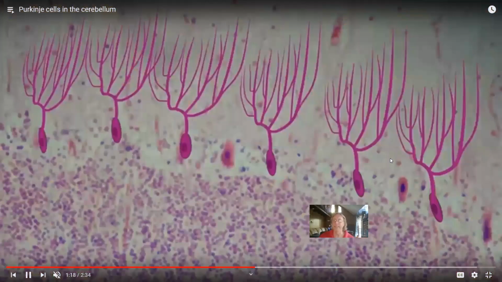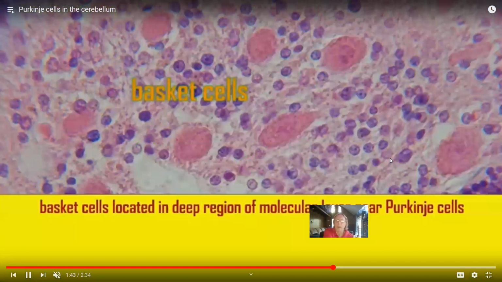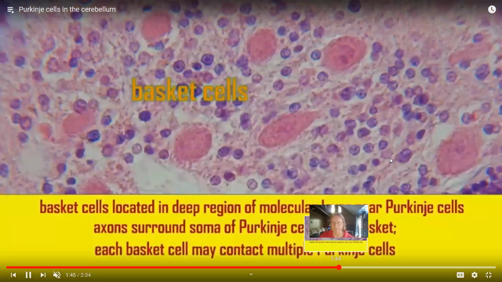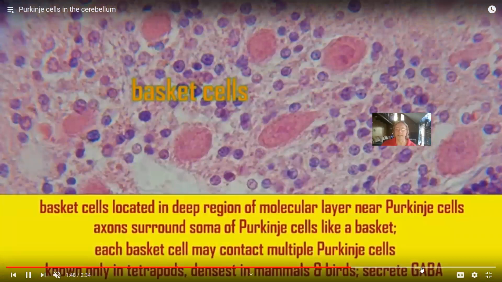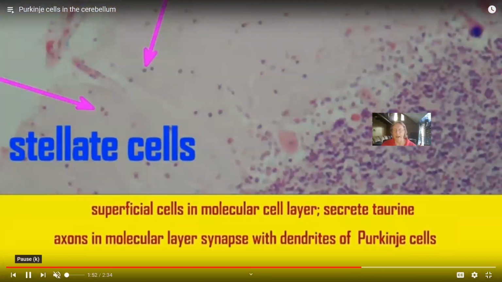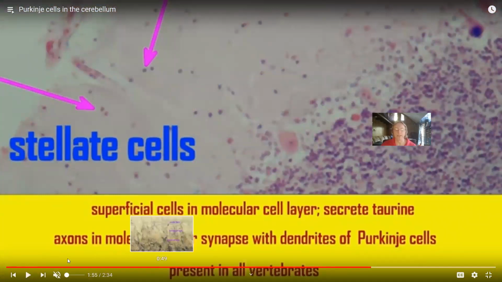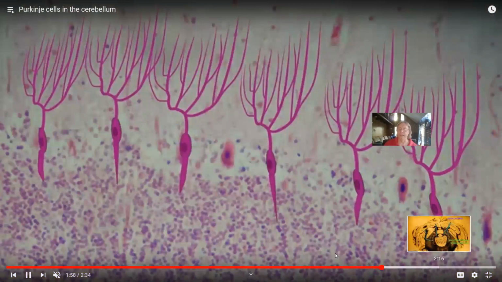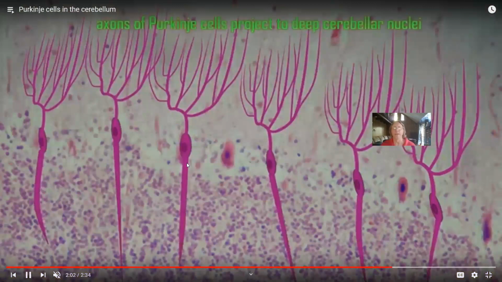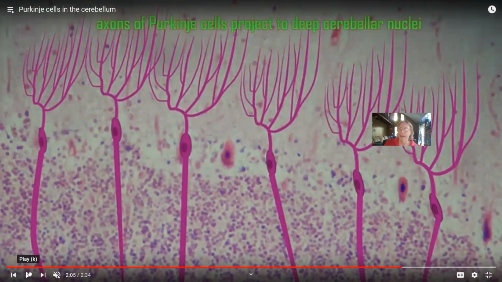Both of these can stimulate the Purkinje cells, while there are other cell types, such as the basket cells, which are making the inhibitory neurotransmitter GABA, the stellate cells, which are secreting taurine, and the Golgi cells, which can then interact as well. So with these incoming excitatory signals and inhibitory signals, the Purkinje cells decide to go to action potential or not.